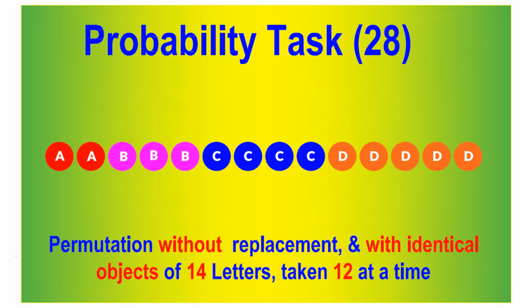In this video, we will study permutation without replacement and with identical objects of 14 letters taken 12 at a time. This is another way of saying permutation of n objects taken n minus 2 at a time. And this is just the numerical beginning to derive the formula.